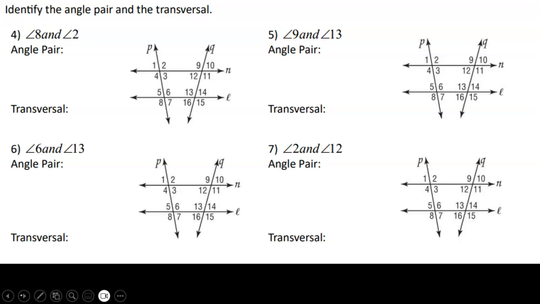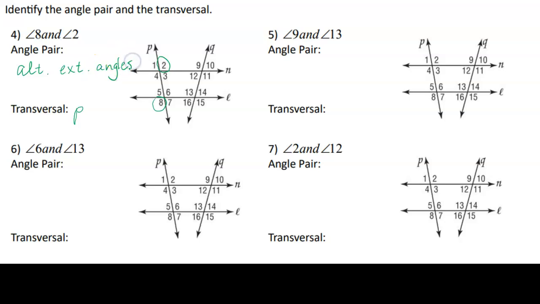Okay, the next thing I want you to do is identify for each of these which transversal you're using when you look at that angle pair. So for example, if I look at angle 2 and angle 8, the transversal that those 2 angles share is P. And these angles are exterior to the lines, and they are on opposite sides of the transversal, so they are alternate exterior angles.